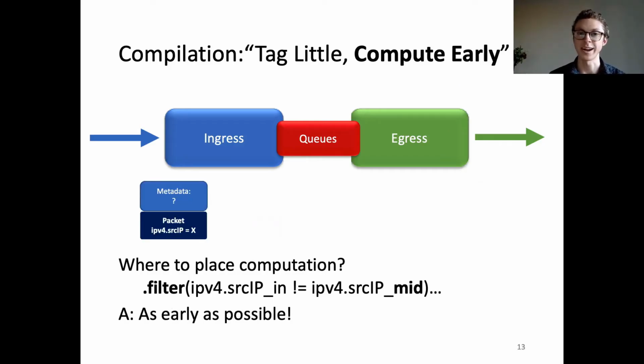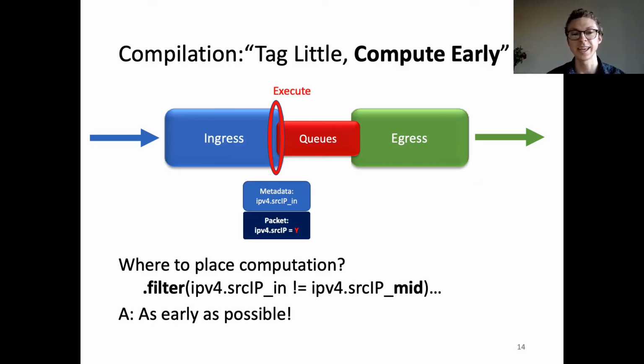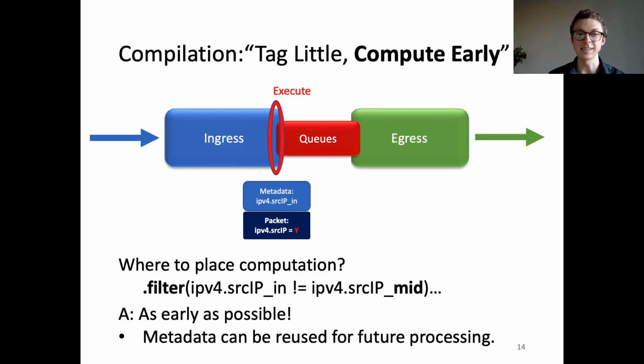Now let's say we have a query that compares whether the source IP changed only on ingress processing by comparing the in value to the mid value. In this case, we don't have to wait till the end of the switch pipeline to execute the query. In fact, we can execute it as early as the end of ingress processing, because this query only involves fields that are relevant to ingress processing. In addition, this allows us to free up the metadata we've stored so far so that it can be used for later query processing or later switch internal processing.